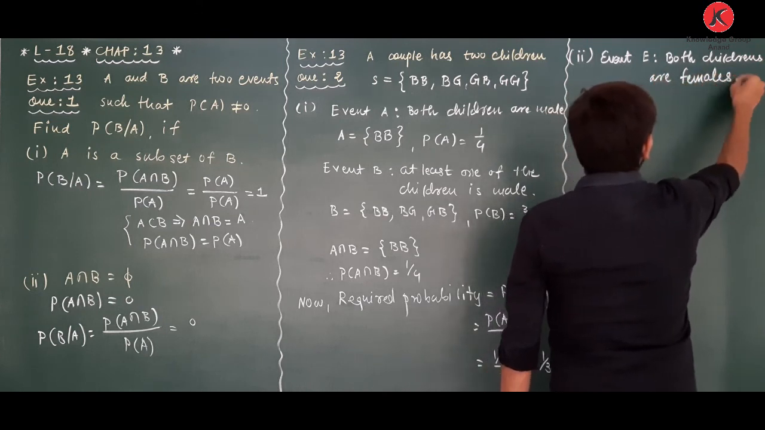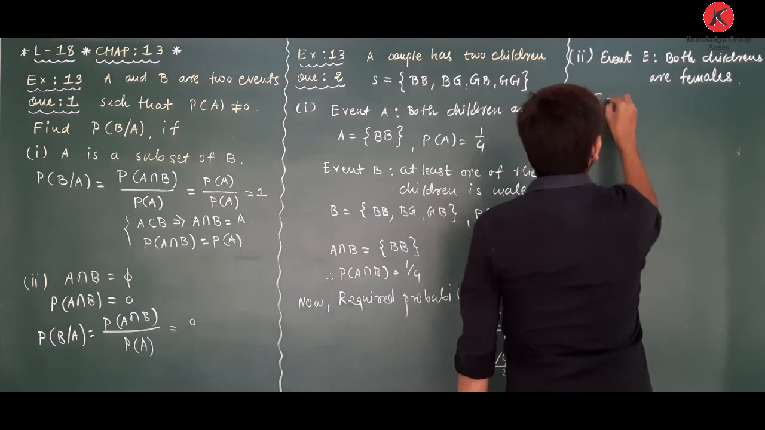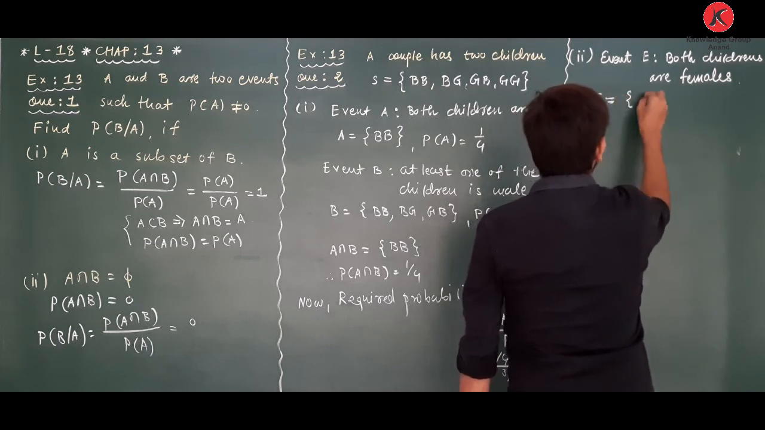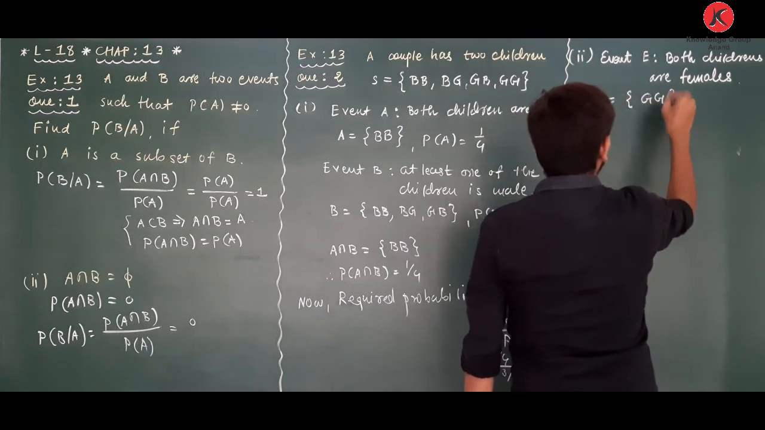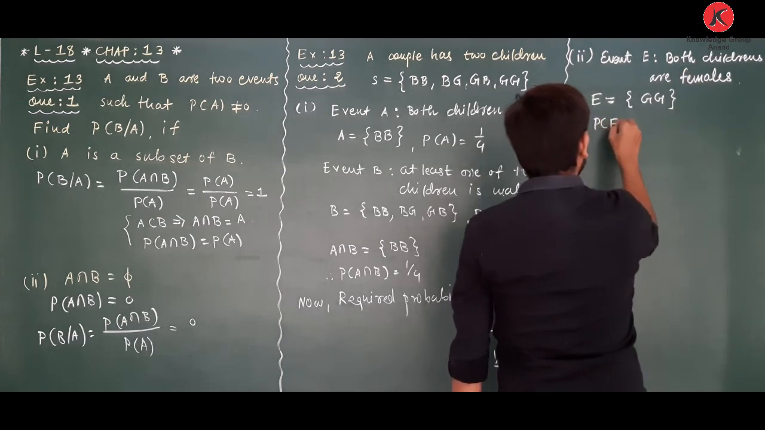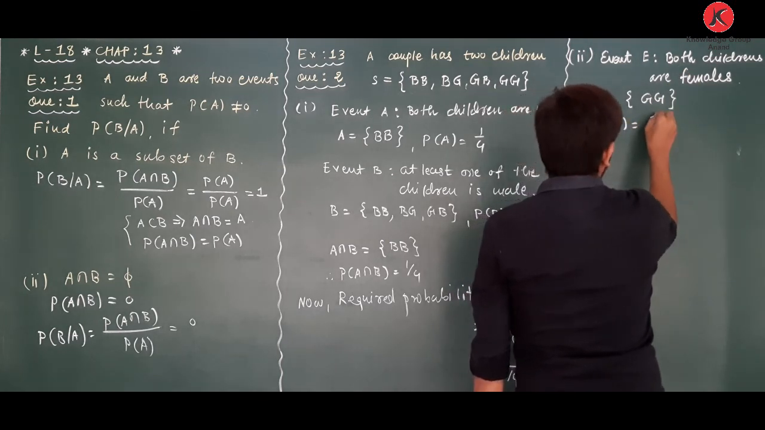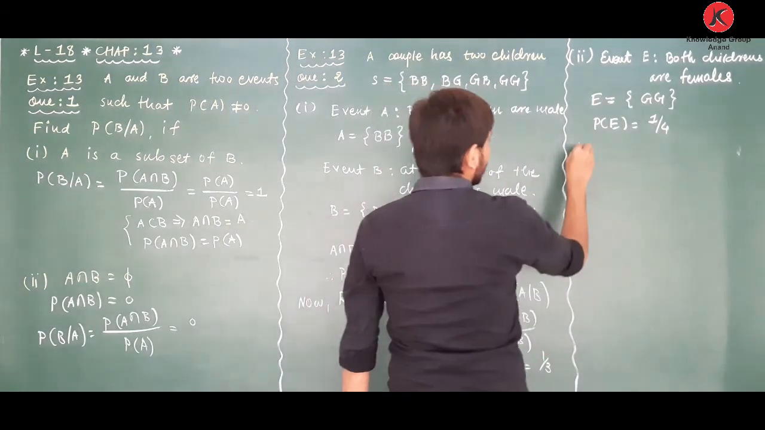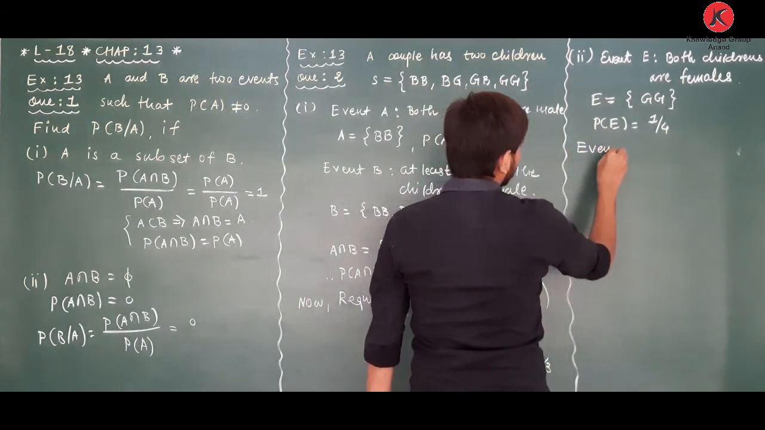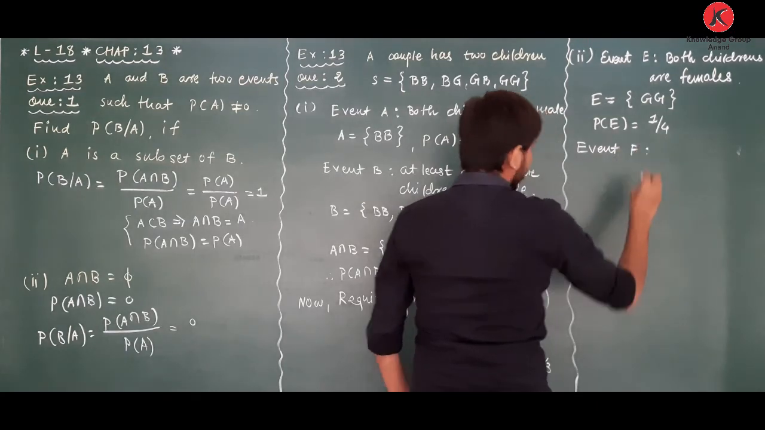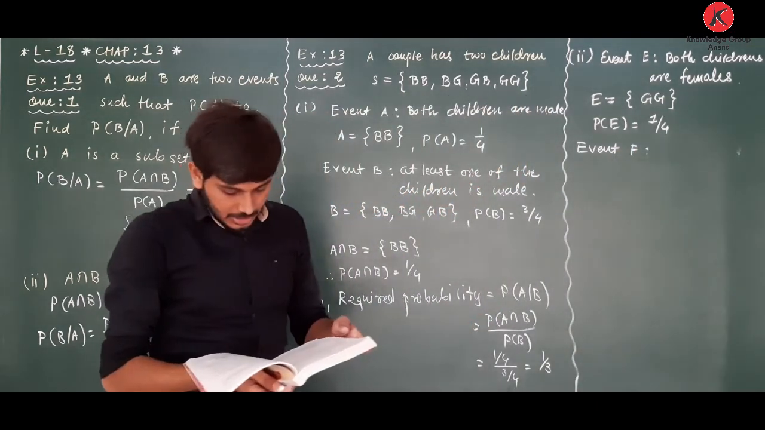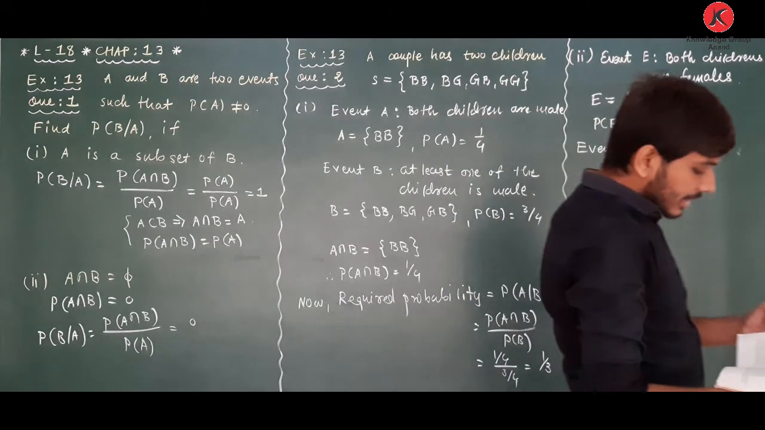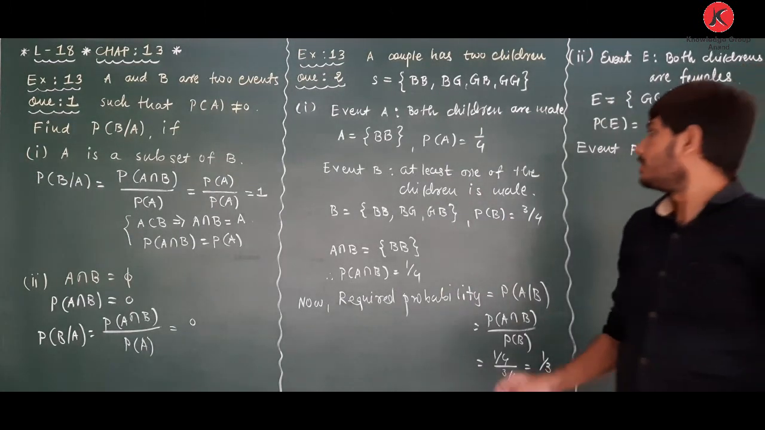Females means girls. That means the event E equals both girls, and the probability of event E will be 1/4. Next, event F. What is event F? See here, the elder child is a female.